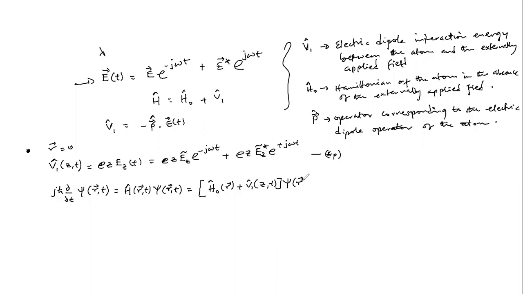Psi, which is the wave function. This is going to be the same as negative h-bar squared over 2m, the Laplacian squared, plus V of r and t, times the wave function.